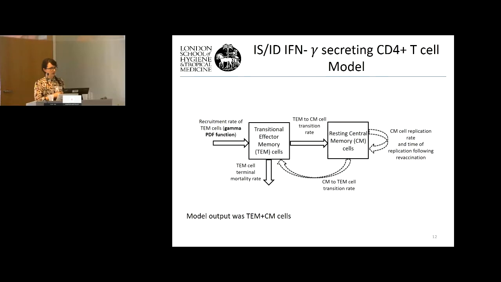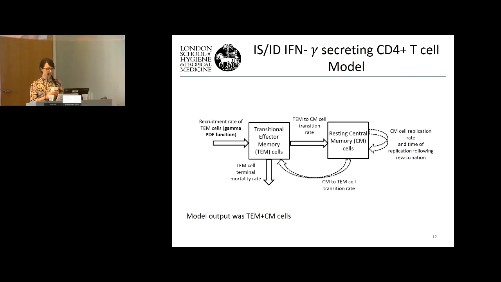So the model I used was just of interferon gamma secreting CD4 T cells, because that is the data that we had, the early spot data we had. The model is very simple. It's two compartments. We start with the recruitment of transitional effector memory cells. You can see going from left to right, the arrow going into the TEM compartment is the recruitment rate. Then these cells either transition to become central memory cells, resting central memory cells in the host, or they die.